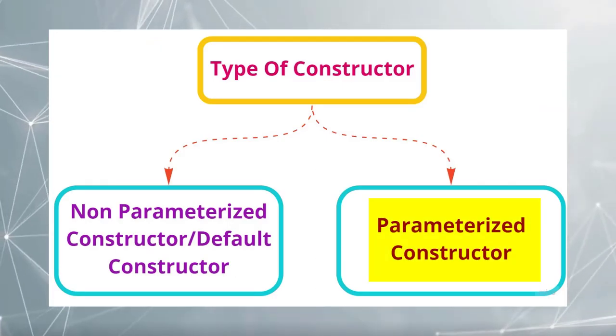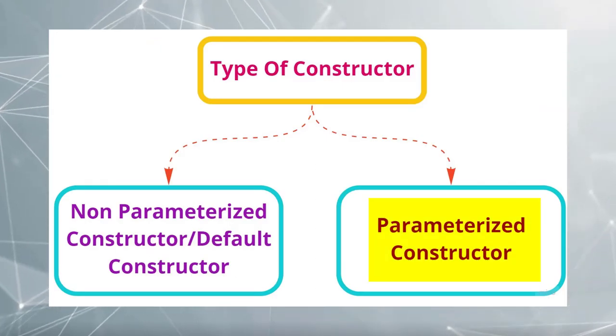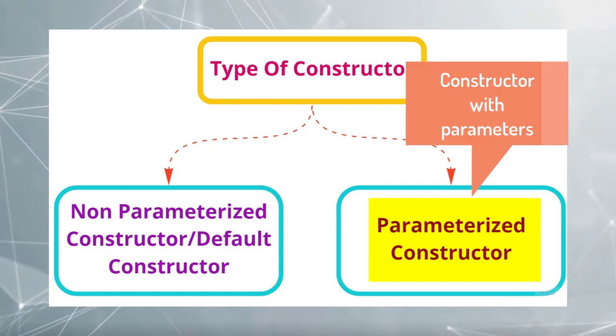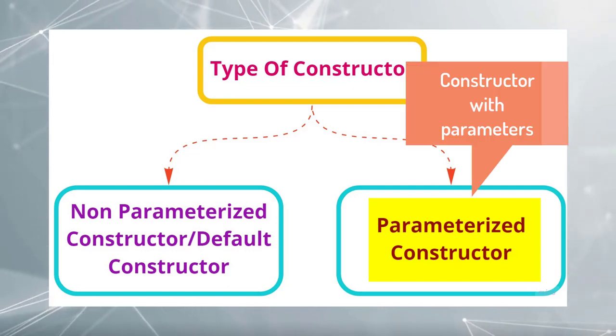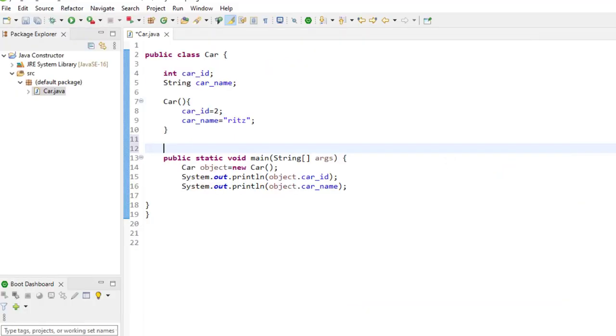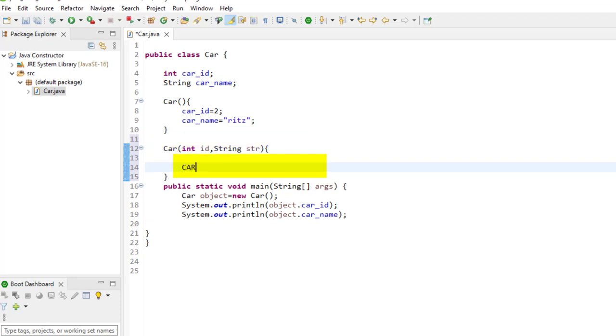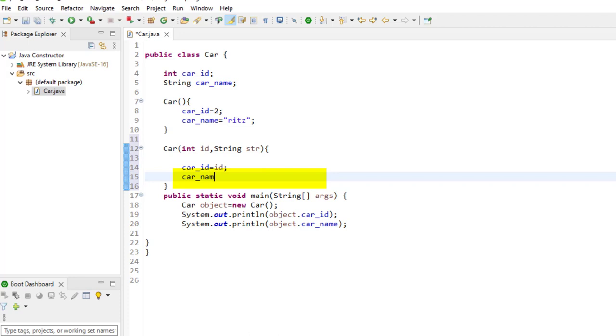The second type of constructor is the parameterized constructor. Any constructor with parameters is called a parameterized constructor. Let's see an example of a parameterized constructor. For this program, we'll create one more constructor called Car. In this constructor, we'll pass parameters int id, String str. Next, we'll initialize car_id is equal to id and car_name is equal to str.